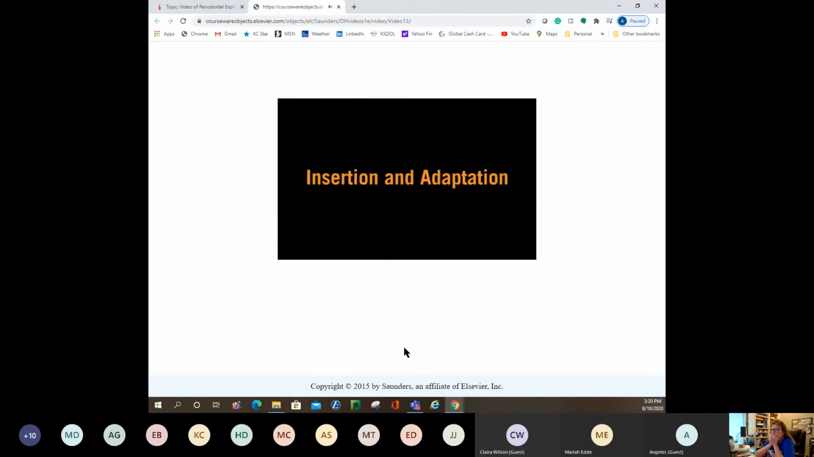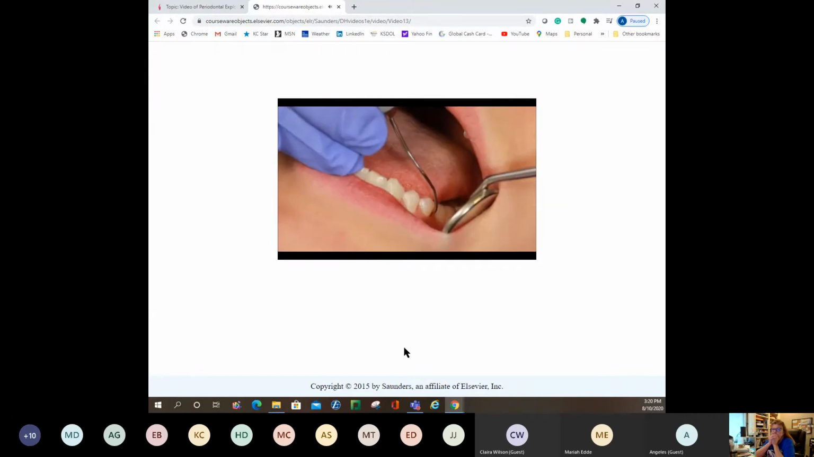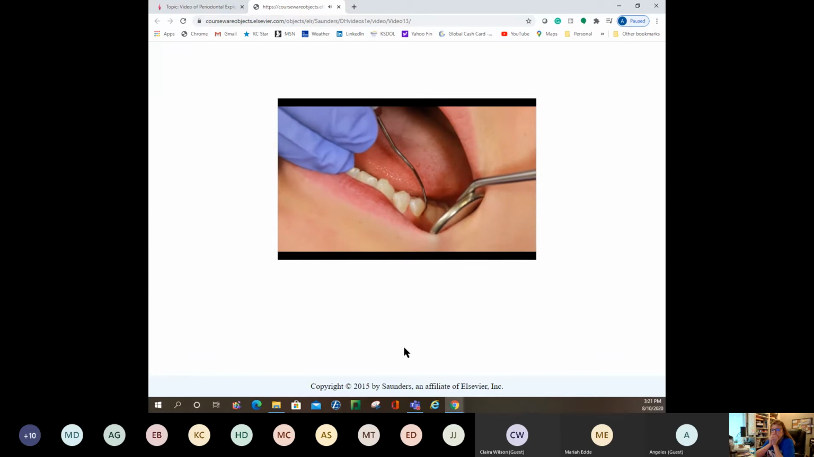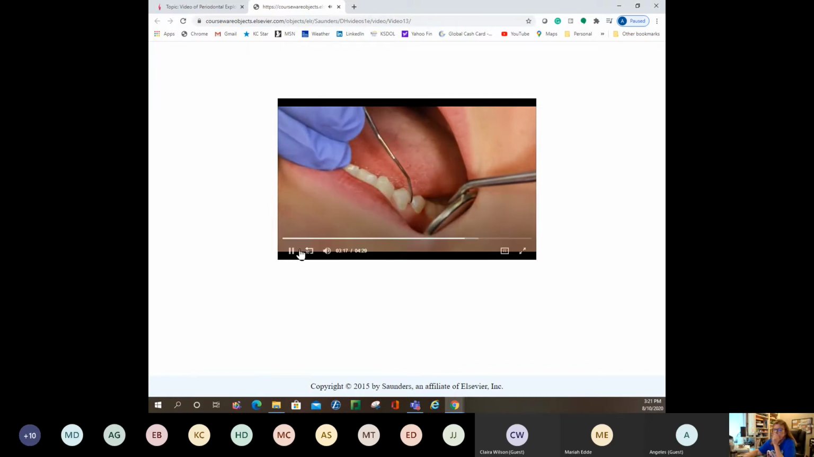Insertion and adaptation. Insert the explorer with the lower 1 to 3 millimeters adapted or curved toward the tooth structure until you locate the junctional epithelium. Tactile evaluation of irregularities on root surface and subgingival calculus exploration begins with explorer insertion. To reduce the possibility of soft tissue injury, maintain adaptation of the explorer tip to the root surface.